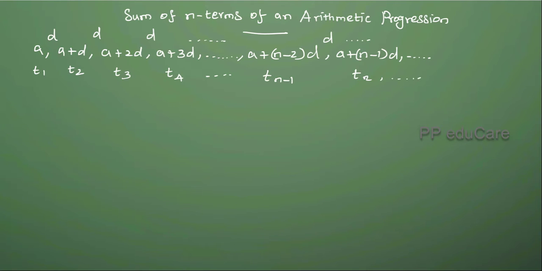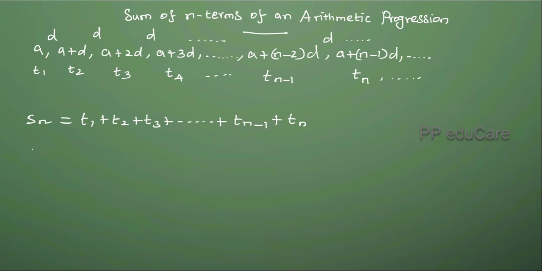Now let's find the sum of the first n terms of an arithmetic progression. We call the sum of n terms of an arithmetic progression as Sn. The sum is the sum of the first n terms, t1 plus t2 plus t3 plus etc. plus t(n minus 1) plus tn. This is the sum of the first n terms of an arithmetic progression. Now let's see what will be this sum.